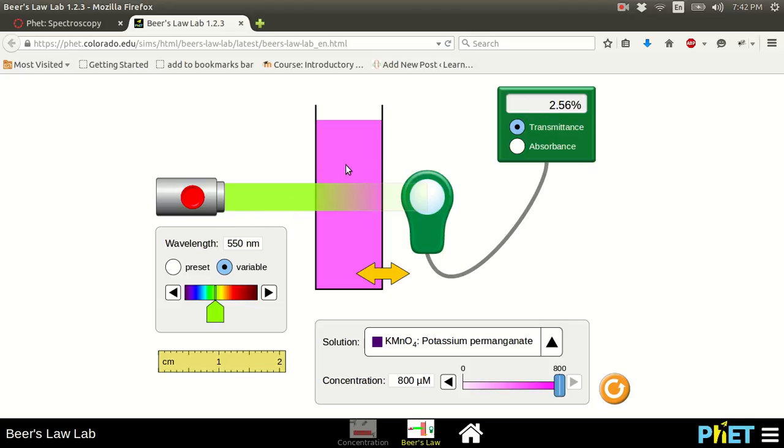Now that must be because this material is purple. I mean, when light goes through this liquid, all of the other wavelengths get absorbed, but purple gets transmitted. But this green is very different from purple, so it must be getting absorbed. Wow, look at that absorbance. A whole number. All right, so this is fun.